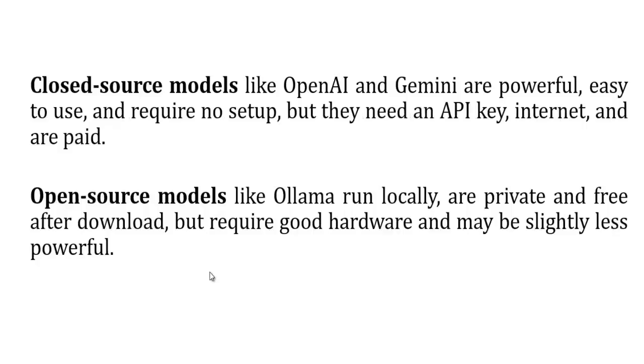Closed source models like OpenAI and Gemini are powerful, easy to use, and require no setup, but they need an API key and internet, and are paid. Open source models like Ollama run locally, are private and free after download, but require good hardware and may be slightly less powerful. So we are going to discuss both open source and closed source models. Now let's get back to our coding part.